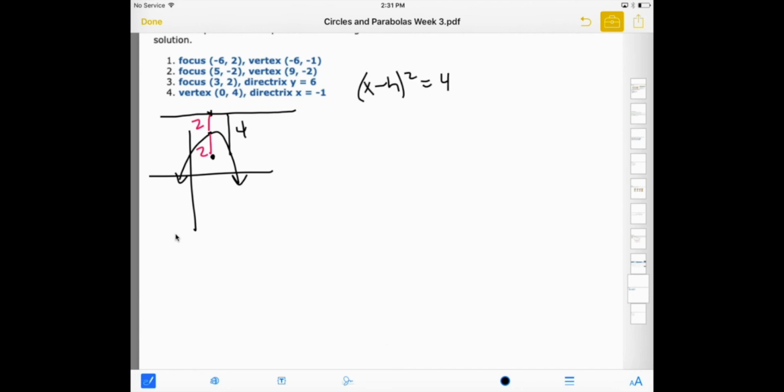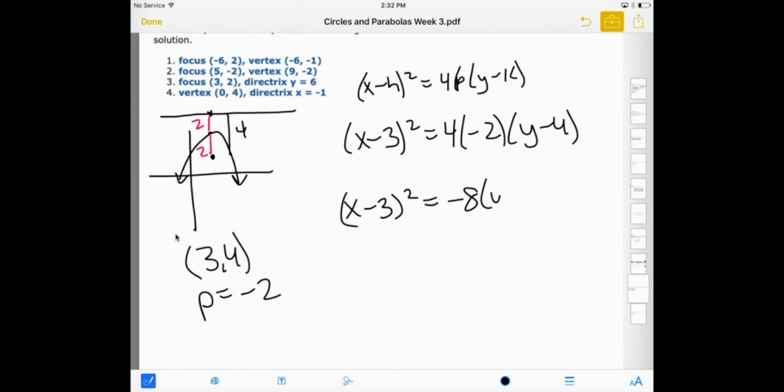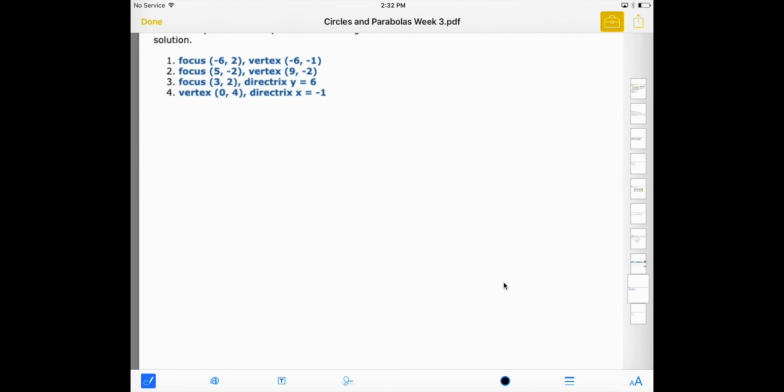And I want to use the equation (x - h)² = 4p(y - k) because we're going up or down. My vertex, like I said, is going to be (3, 4), and the p-value, the distance, is 2, but since it's pointing down, I want to make sure that I make that into a negative 2 to reflect that my graph is pointing down. So as I go ahead and plug in those numbers, I get (x - 3)² = 4(-2)(y - 4). The (x - 3)² I'm not going to do anything there, I'm just going to leave it like that, and then 4 times negative 2 is negative 8 times (y - 4), and that is going to be my final answer.